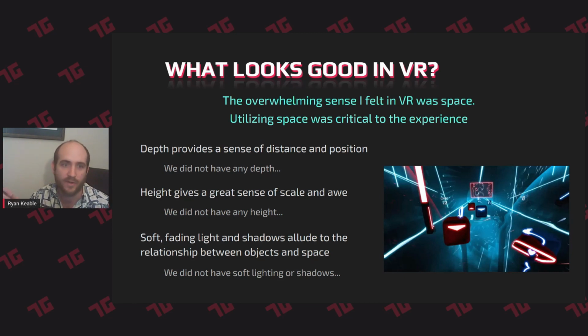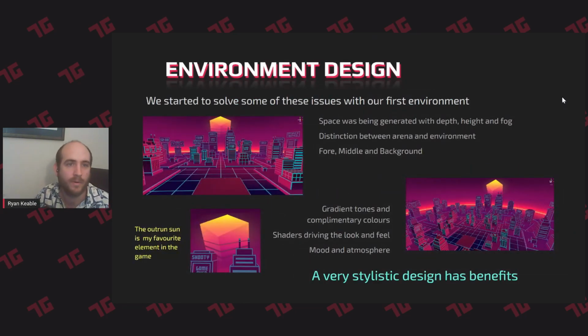So we were going to have to start thinking about ways to generate depth and height and soft lighting and shadows for our experience. So in our first environment, which was the retro world that we were bringing over, we started to solve some of these issues. I started using color a lot to help generate depth and mood and atmosphere to it. We started to introduce height by tiering up the buildings as they went back into the background, so you had that little bit of sense of awe. And adding just a touch of fog also really helped with distinguishing between the fore, middle, and background layers.